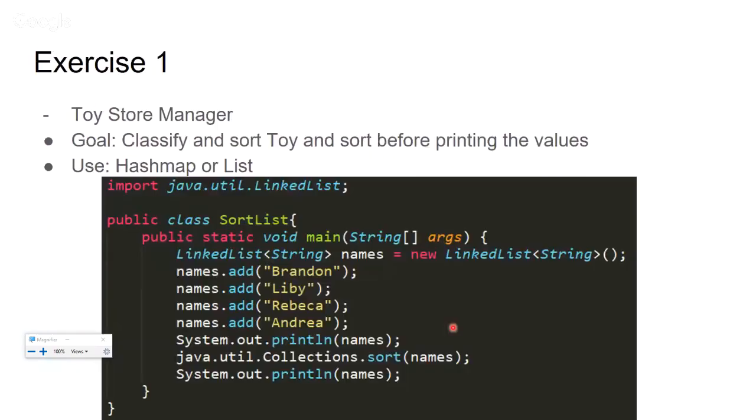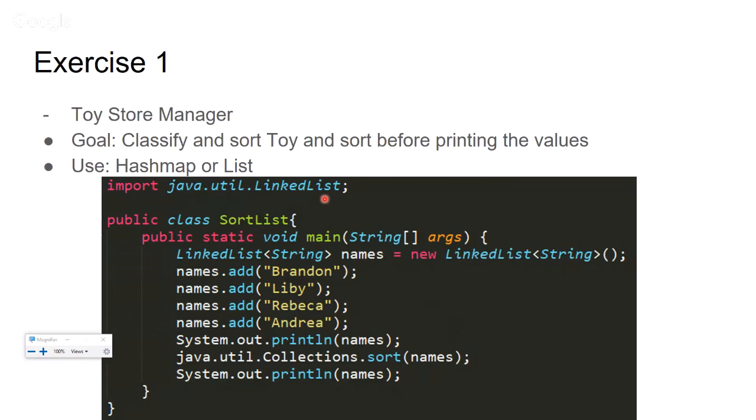Okay, let's keep moving. So for your first exercise, which is exercise number 1, I'm gonna give you a little help here. This is a pro tip. It's the exercise called Toy Store Manager. So the goal is to classify and sort a toy store before printing the values. So I give you this idea.